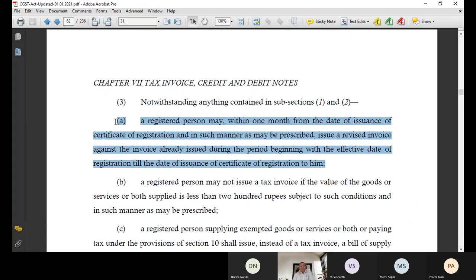So what clause A says, see it: A registered person may, within 1 month from the date of issuance of certificate of registration and in such manner as may be prescribed, issue a revised invoice. So a new word has come, revised invoice, against the invoice already issued during the period beginning with the effective date of registration till the date of issuance of certificate of registration to him. Now let me explain it with the help of an example.